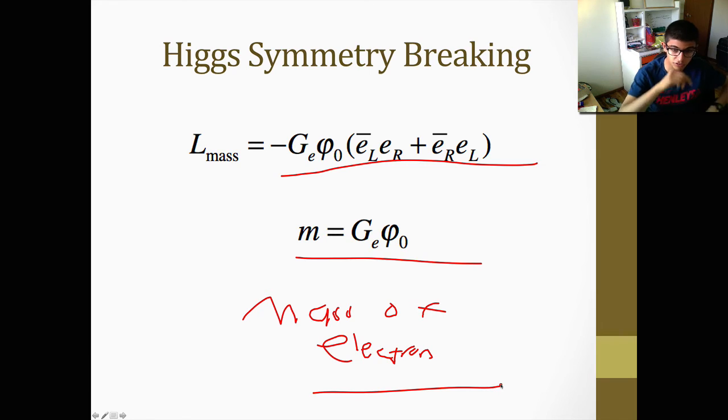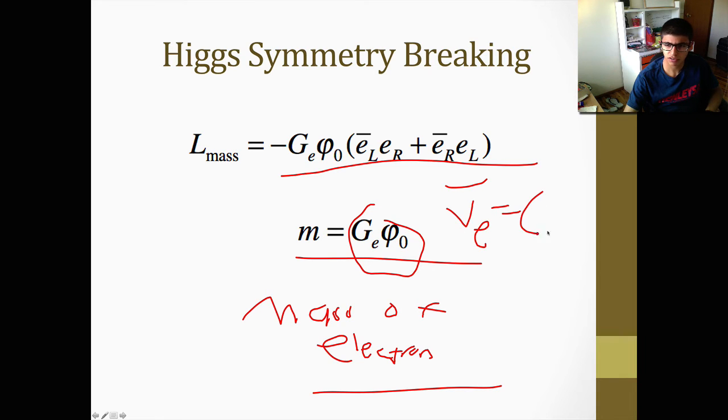Right. So what's happened now is we've broken the electroweak symmetry, but there's a problem. We've predicted that an electron has a mass of GE phi 0, but we've also predicted, if you had noticed, that the neutrino has a mass of 0. This is a problem because this is actually wrong. Neutrinos don't have masses of 0. They have very small yet non-zero masses. In fact, there's a very good way of proving it using neutrino oscillations, but I won't even get into that.